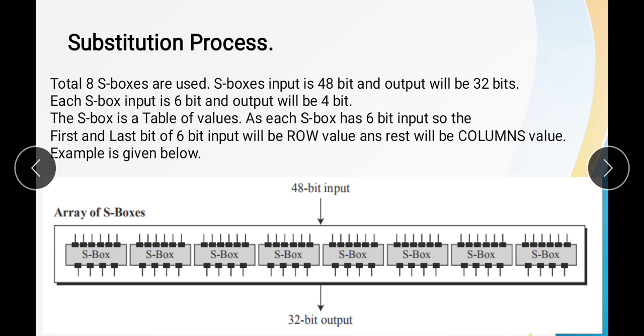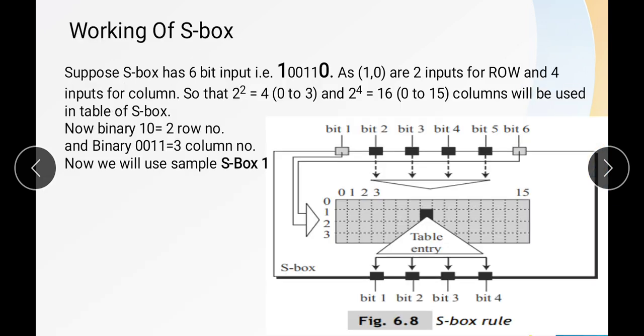Let's start with the working of the S box. Suppose we have an S box which has a 6-bit input. We can consider an example, 1 0 0 1 1 0, which is a 6-bit binary number. Now the first and last bits of this number will be considered as the row and the rest of the bits will be considered as the column.